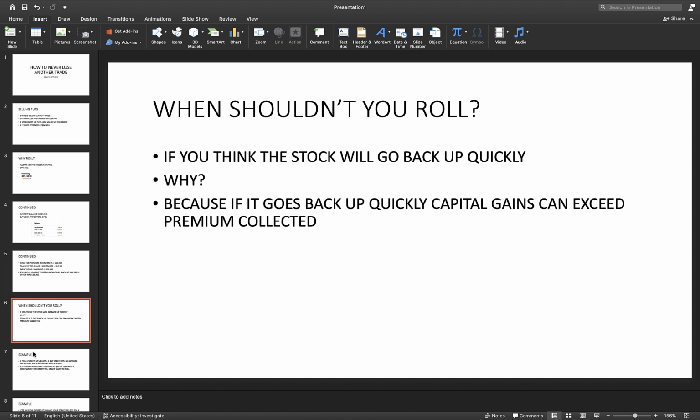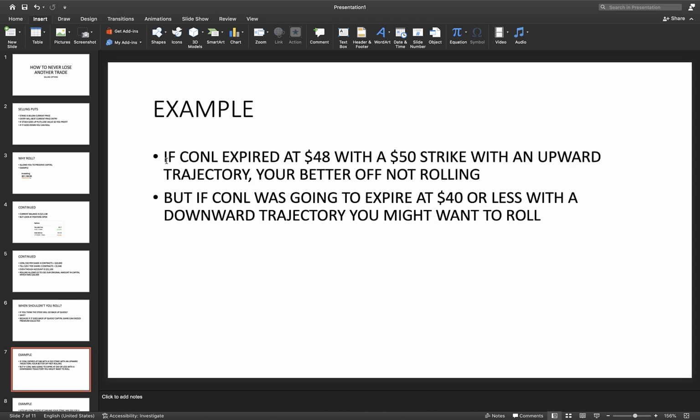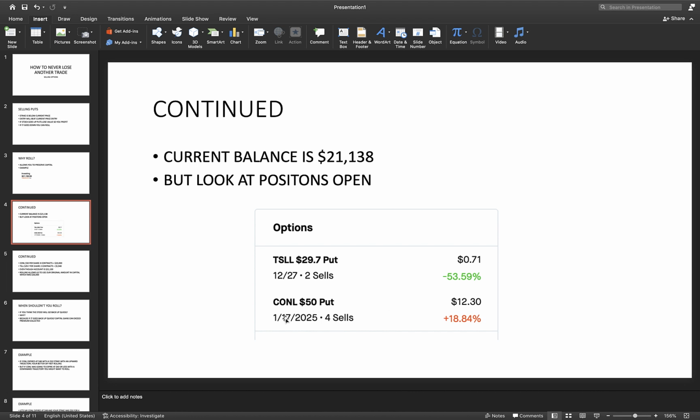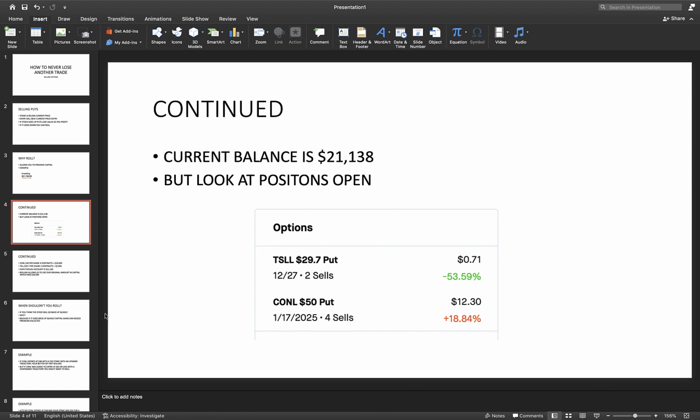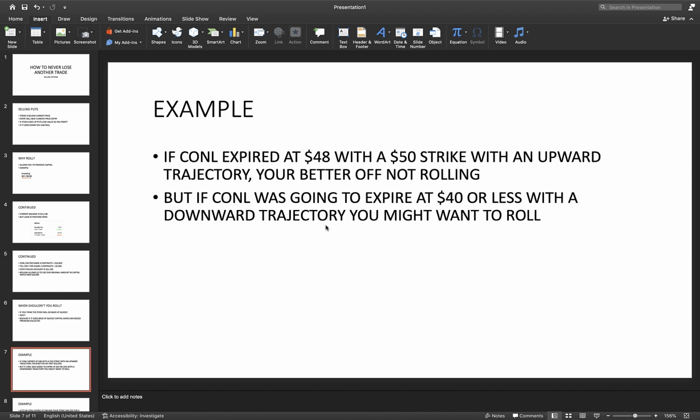So for example, if CONL, and let's just go with the 400 shares, let's just go with my position. Let's say on the expiration date, which as you guys can see is January 17th, it expires at $48, right? So that would be $2 below my strike. At that point, you're probably better off not rolling, especially if it looks like it's on an upward trajectory. Like if the stock looks like it's falling fast and it expires right below your strike, then yeah, maybe roll it or just get out of the position.